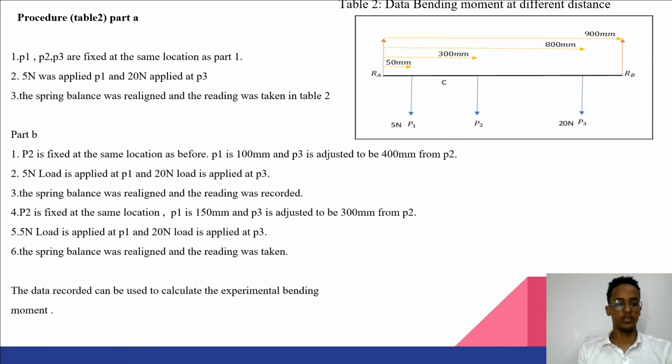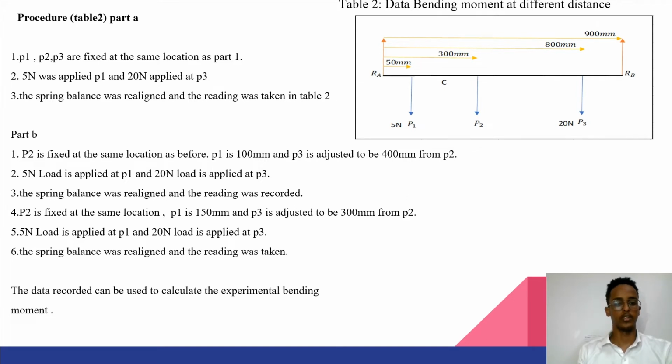And for Part B, B2 is fixed at the same location as before, but B1 is 100 mm and B3 is adjusted to be 400 mm from B2. Then 5 Newton load is applied at B1 and 20 Newton load is applied at B3. Then the spring balance was realigned and the reading was recorded.